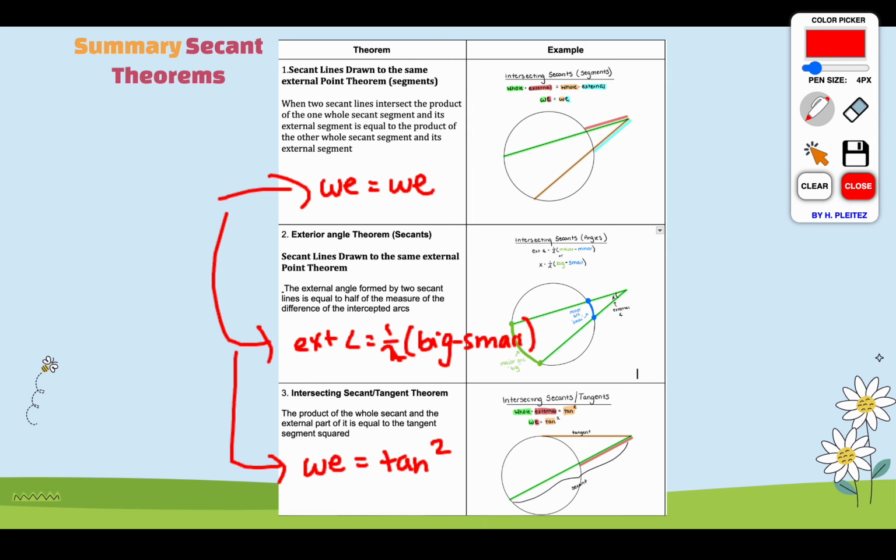So again, when you're reading your questions, annotate, figure out what segments you have. Are you looking for segments? Are you looking for angles? Do you have a tangent involved? And it will help you figure out the theorem to apply.